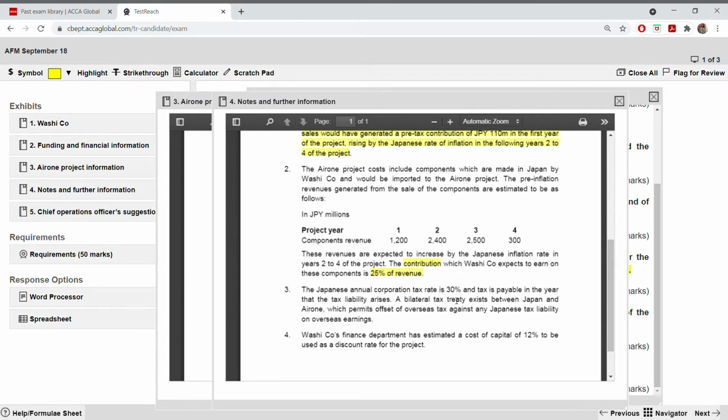Next, the Japanese corporation tax is 30%, and tax is payable in the year that the tax liability arises. A bilateral tax treaty exists between Japan and India which permits offset of overseas tax. So whatever tax you have paid on overseas earnings, let's say in the overseas the tax was 20%, that means if you have paid 20% tax there in Japan, the balance 10% you will pay, not the whole 30% again.